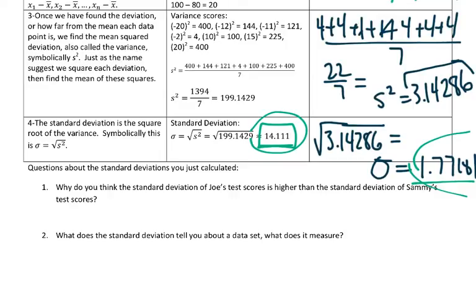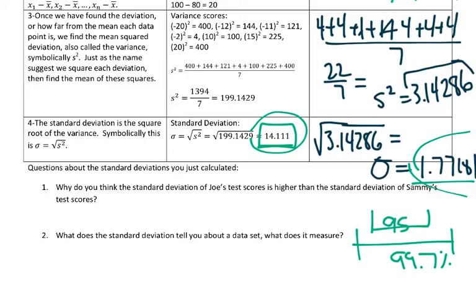So if you were to predict that, you could easily predict that Sammy is going to score around that same area. Remember that 3 standard deviations away is 99.7%, and 2 standard deviations was 95%.